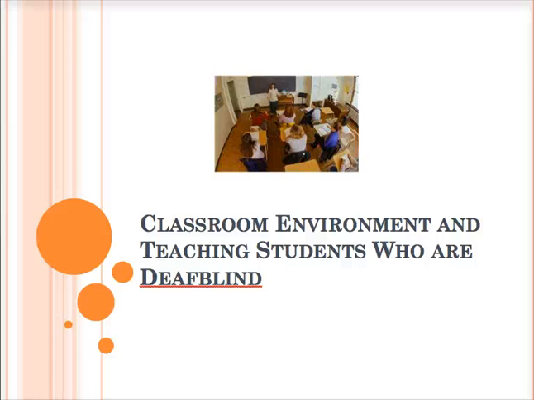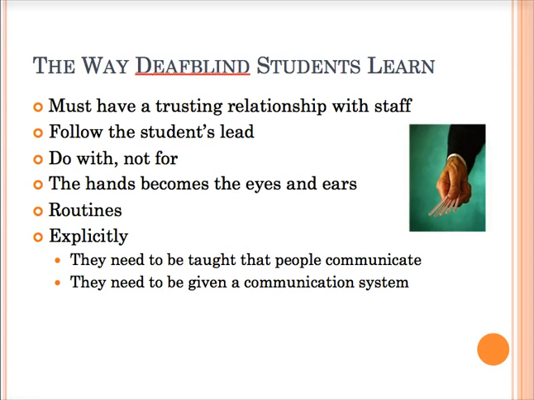So now we're going to talk about the classroom environment and teaching students who are deaf-blind. What we know about students who are deaf-blind and what they will need to have a successful learning experience. They must have a trusting relationship with staff. You must follow the student's lead. Do with, not for. Their hands become the eyes and ears.